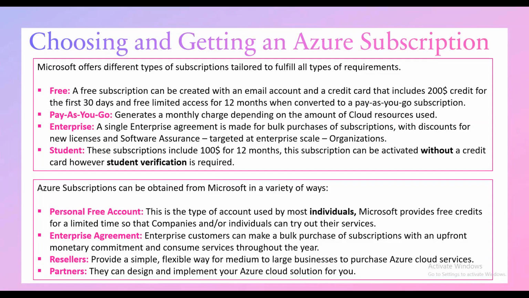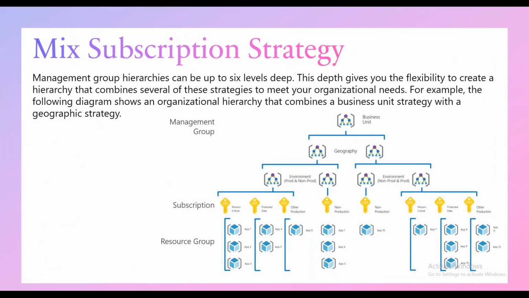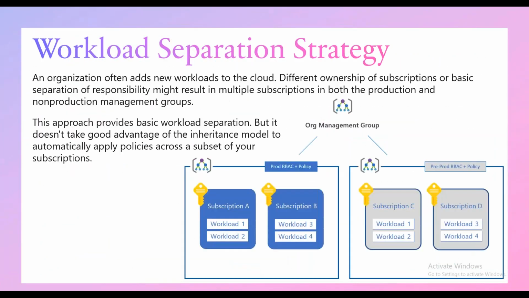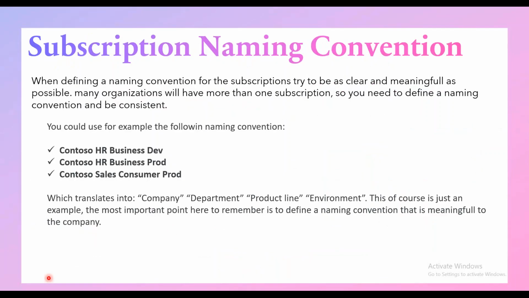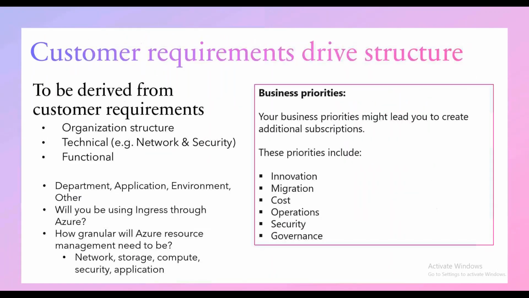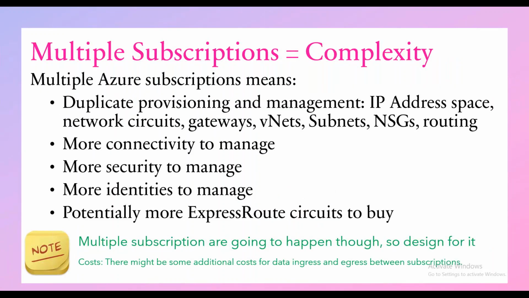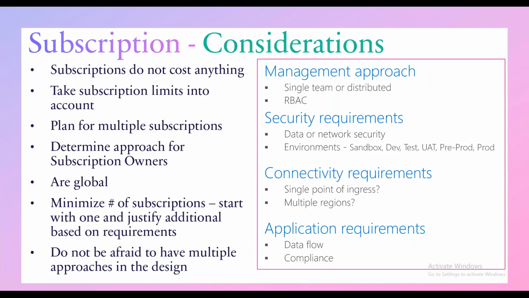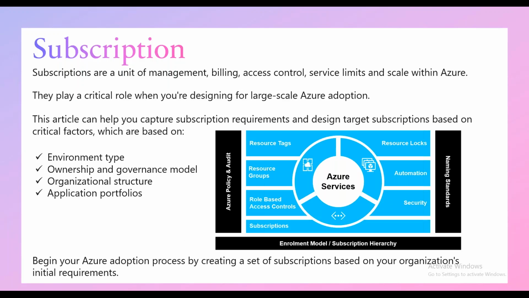Okay, this is what I thought of covering. We discussed what the different subscriptions available are and how to get them. We discussed the different strategies that are available, how you can mix the strategies for a particular large enterprise, and what naming convention you can follow. And then we discussed the different samples that you can create. We also talked about the business priorities that can keep increasing our subscriptions, and the considerations around subscriptions, the principles around subscriptions, and what exactly a subscription is.